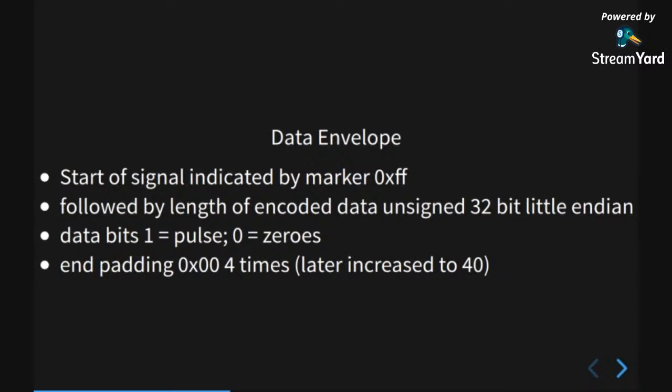I found initially, if you're playing a wave file, the end of the wave may not get transmitted properly. So I added 4 bytes of 0 to make sure that doesn't happen. Later I increased it to 40. I don't know if that's necessary. I did that for when I bumped things up to 44 kilohertz, which maybe I'll get to later.